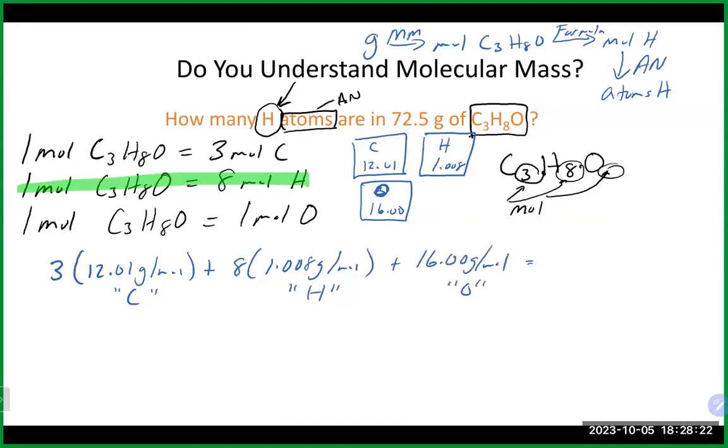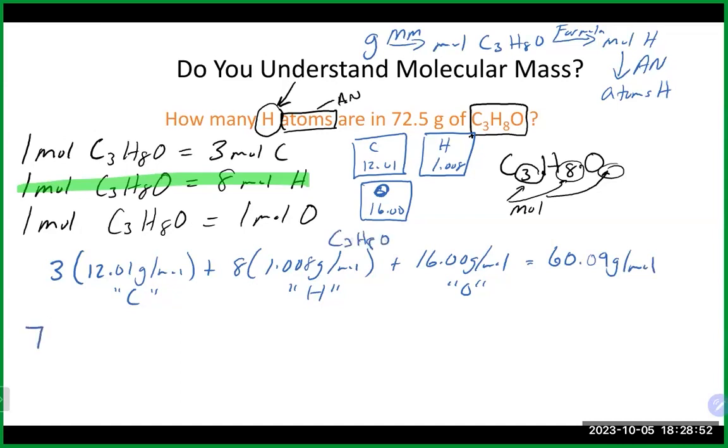And now we have 3 times 12.01 plus 8 times 1.008 plus 16. Looks like 60.09 grams per mole. So now that we have the molar mass of our entire compound, C3H8O, we can start the calculation.